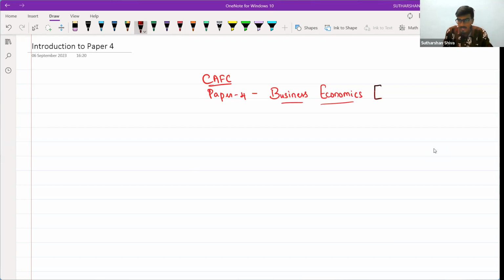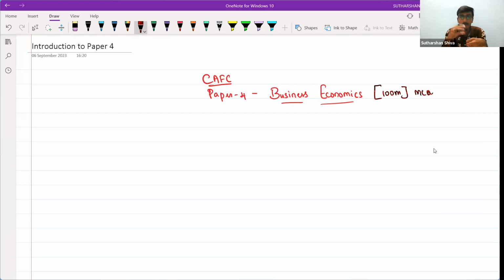It is a 100 marks MCQ-based paper, purely based on MCQs under the new scheme. Previously, in the old scheme, it was only 60 marks. The remaining 40 marks was the old concept called business and commercial knowledge. Now they have removed that and it is exclusively for business economics.